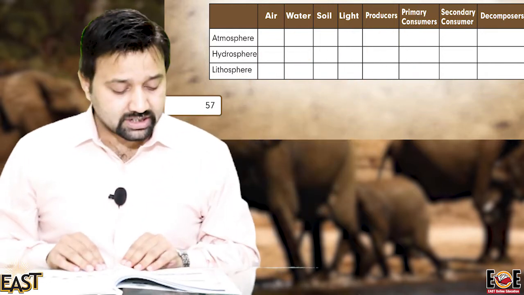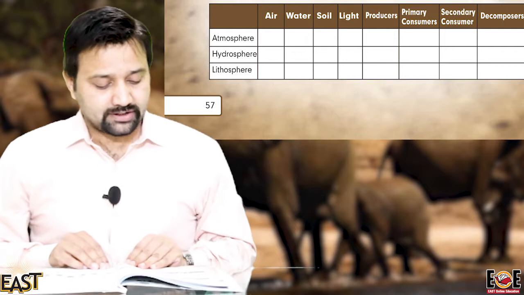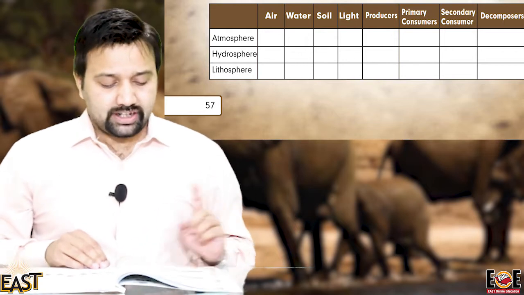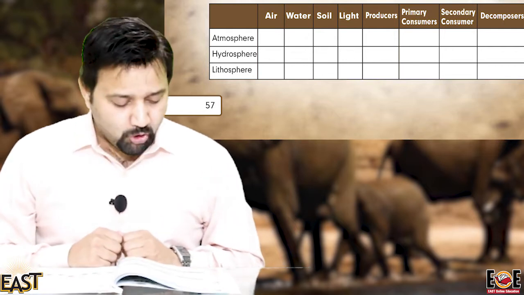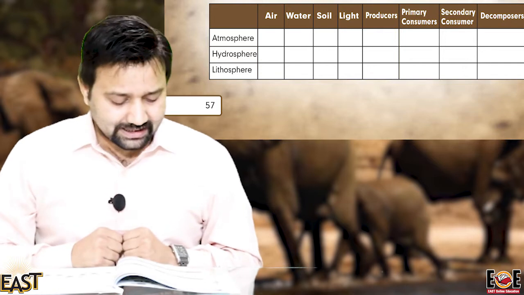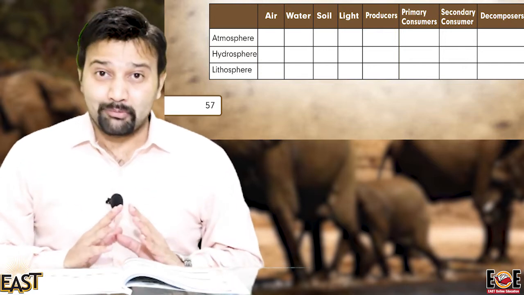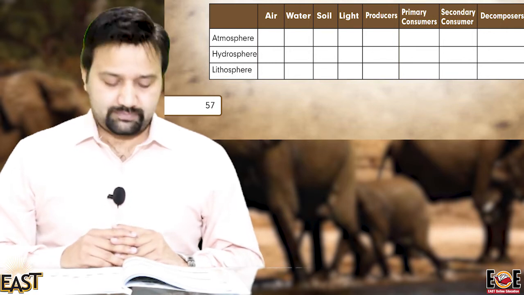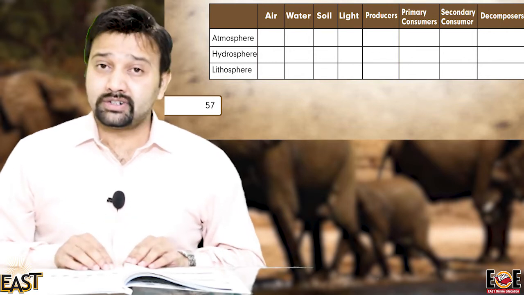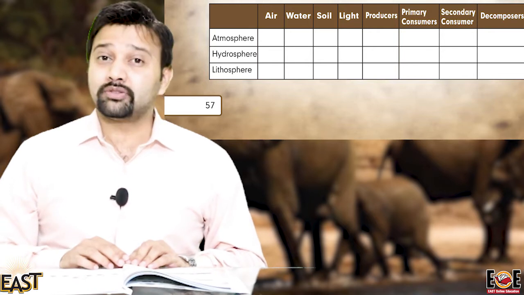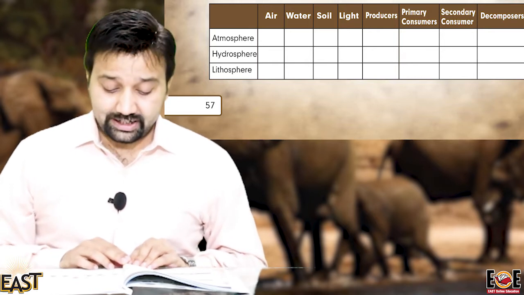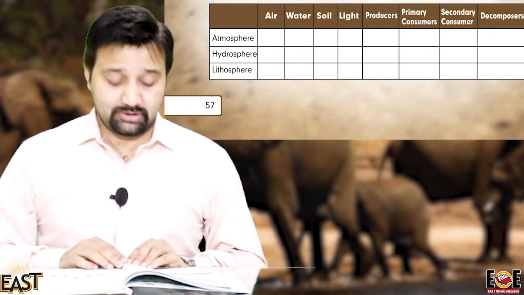So, and we are going to start from atmosphere. So in atmosphere, air is more, water is less, soil is less, light more, producers less, primary consumers less, secondary consumers are also less, and decomposers are also less.